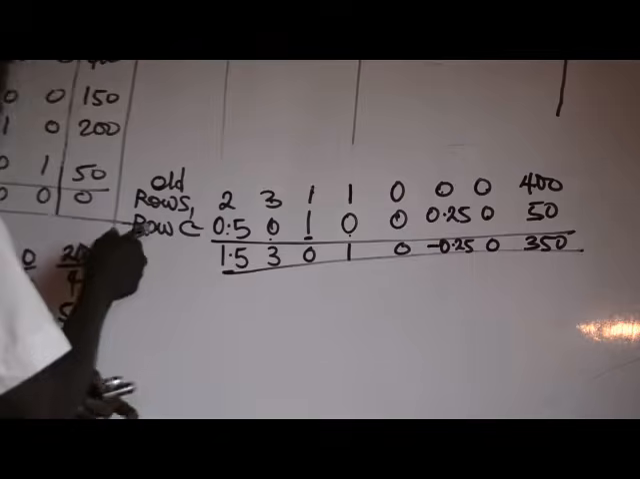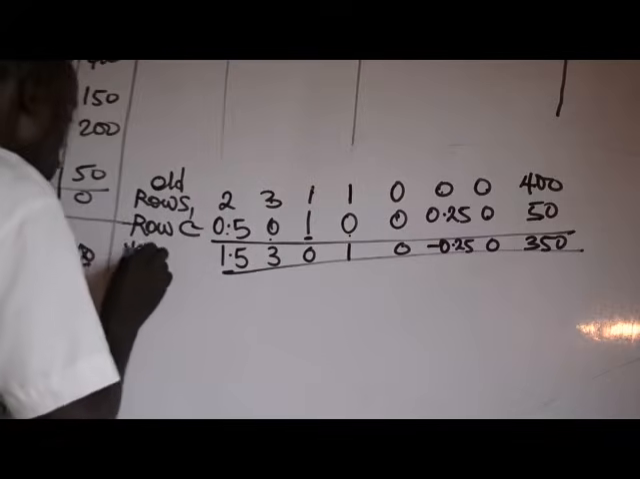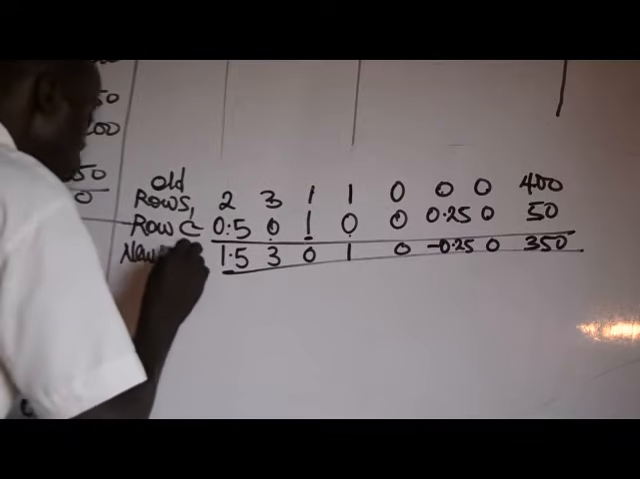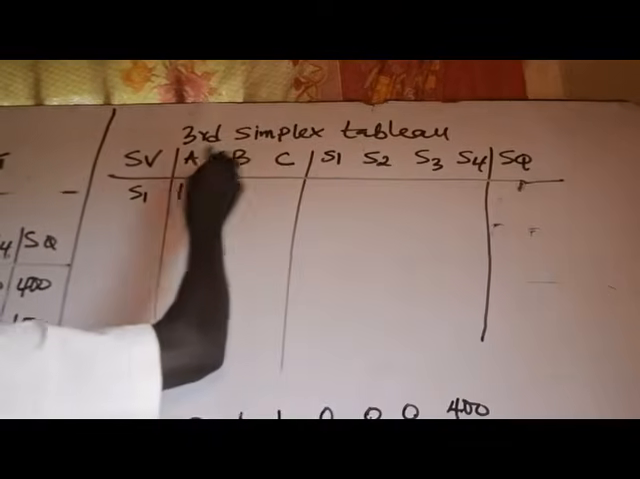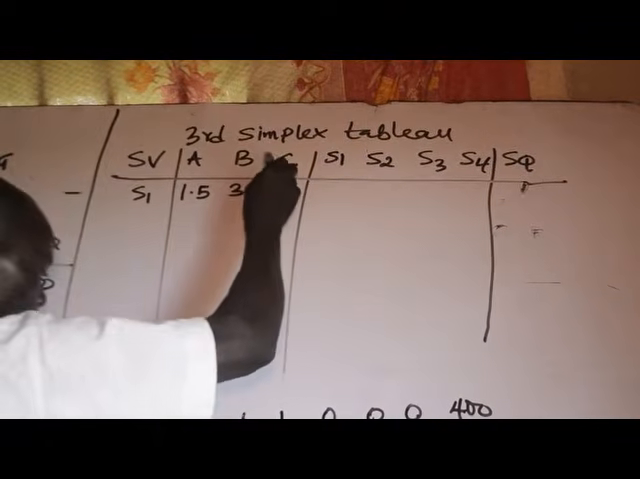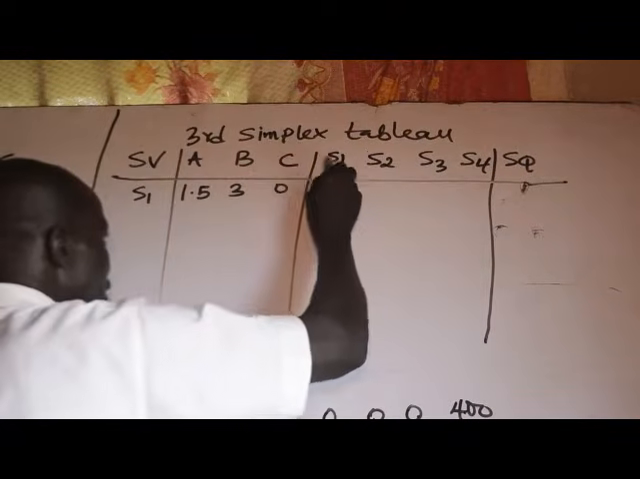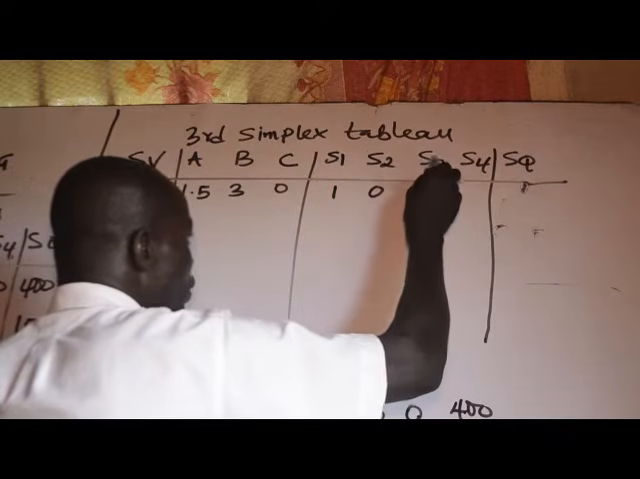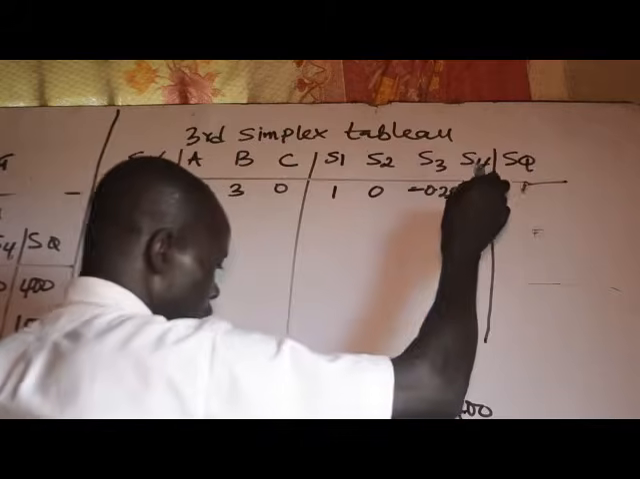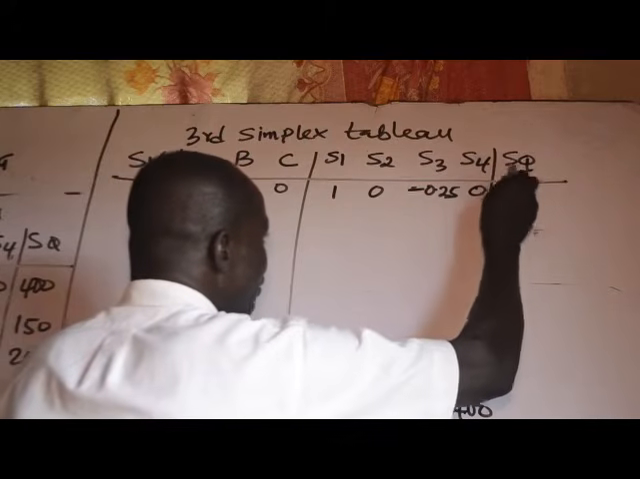So that is the new row S1. So we substitute that. 1.5, 3, 0, 1, 0, minus 0.25, 0 and 350.